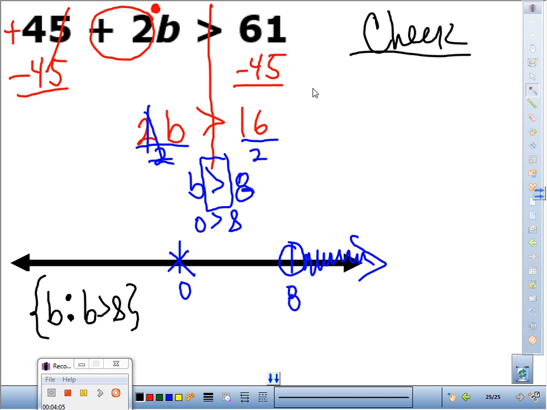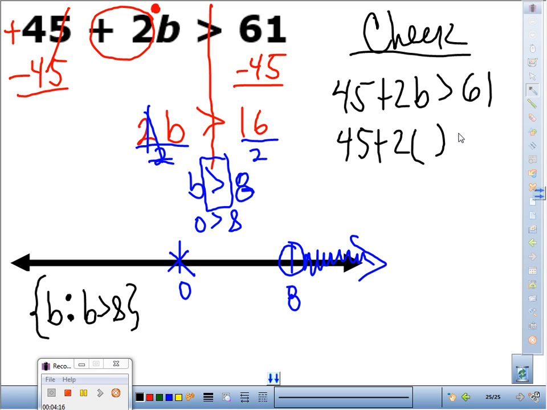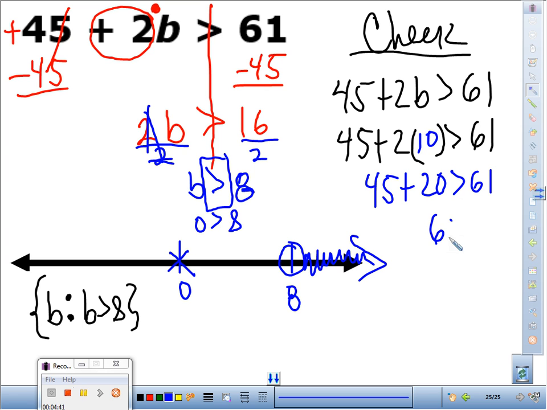Okay, and let's do the check. I write my inequality, 45 plus 2b greater than 61. But instead of b, I want you to open up parentheses and bring everything else down. And what number should we check? What would be an easy number to check here? Very good, 10. Is 10 part of the solution set that we highlighted? Yes. So this is 45 plus 2 times 10, that's 20, greater than 61. Is 65 greater than 61? Yes, that is correct.